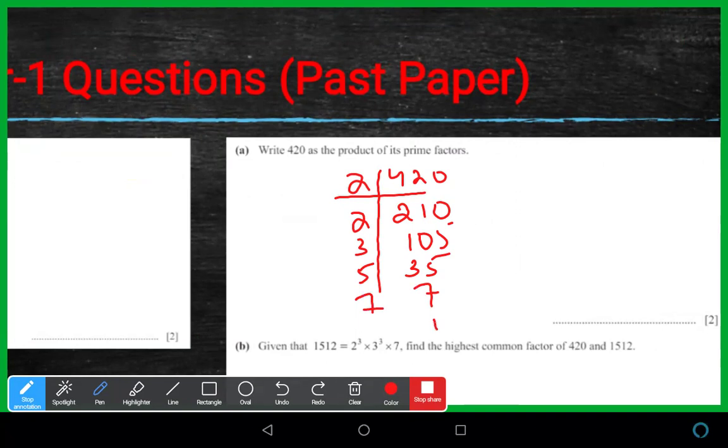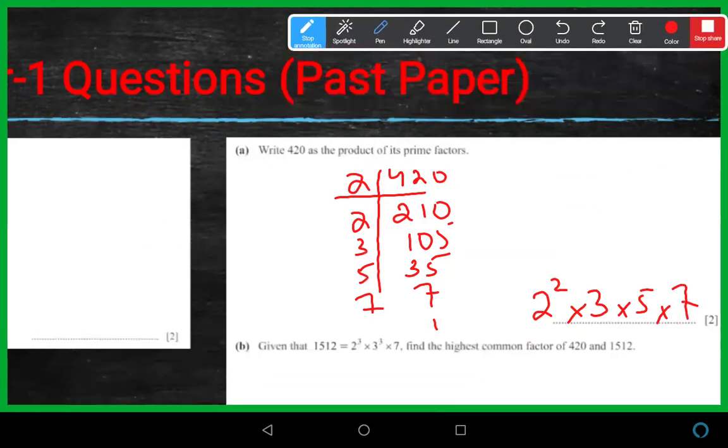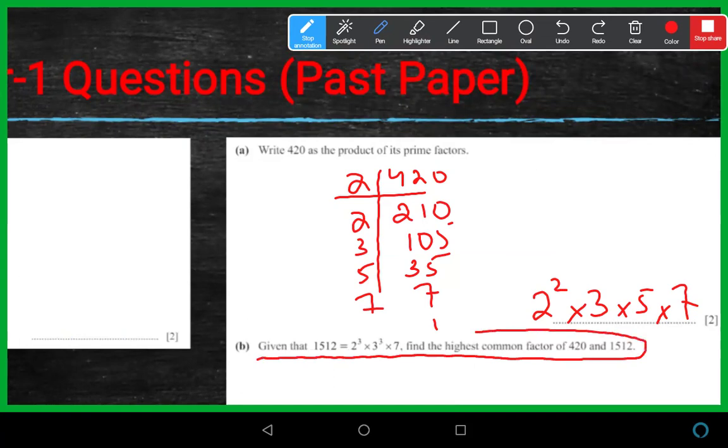So how can we write this? 2 raised to the power 2, because there are two 2s, multiplied by 3 multiplied by 5 multiplied by 7. So that's it. The question is done. Part A is done, and it carries 2 marks. Now the important part, part B, very important.